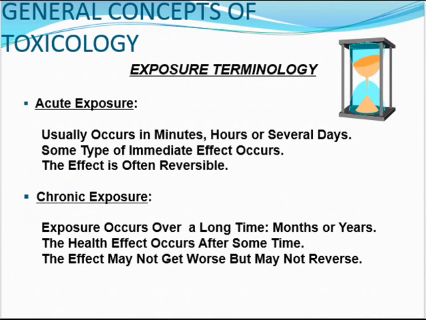General concepts of toxicology. Exposure terminology. Acute exposure usually occurs in minutes, hours, or several days. Some type of immediate effect occurs. The effect is often reversible. Chronic exposure is exposure over long times, months or years. The health effect occurs after some time. The effects may not get worse, but may not be reversible.